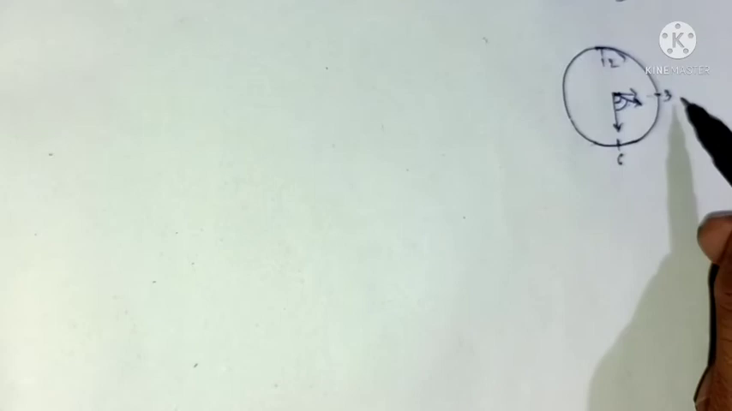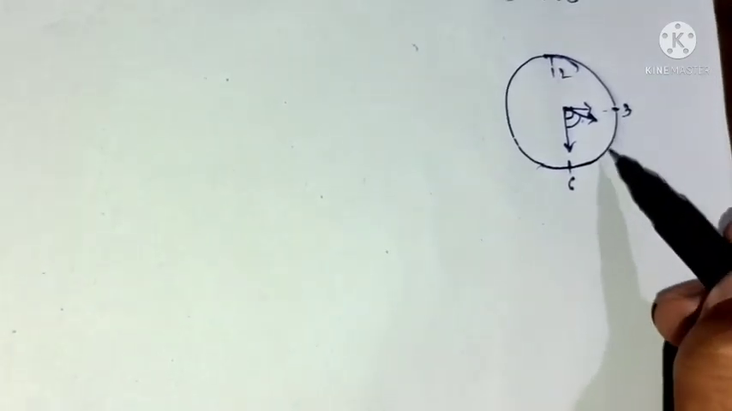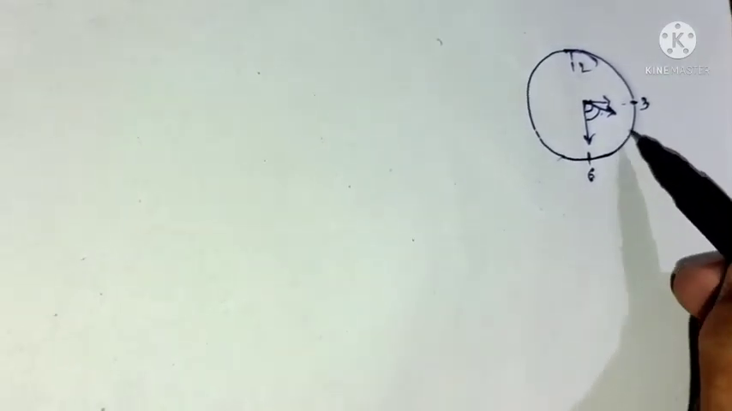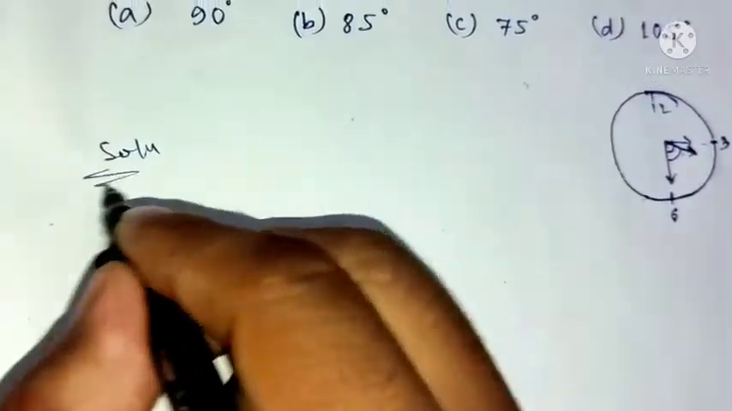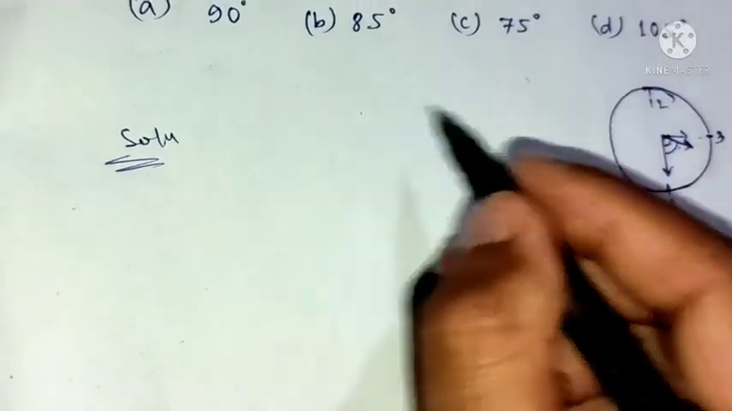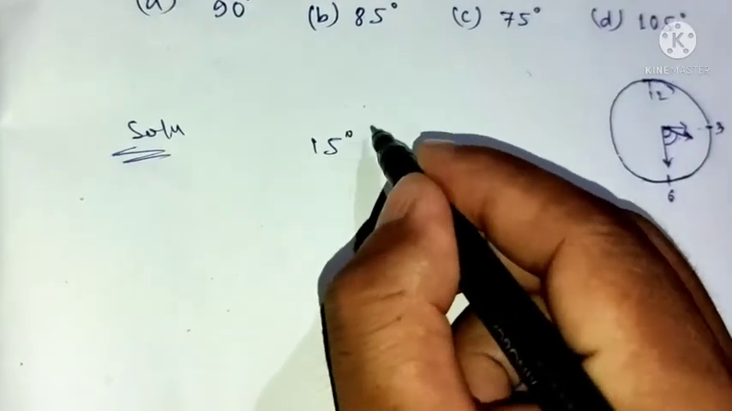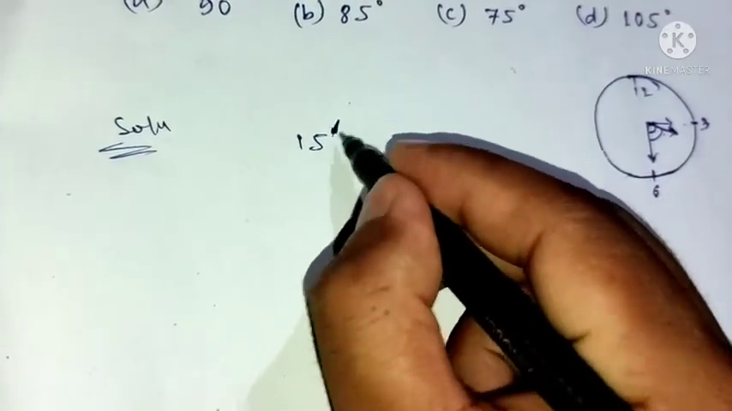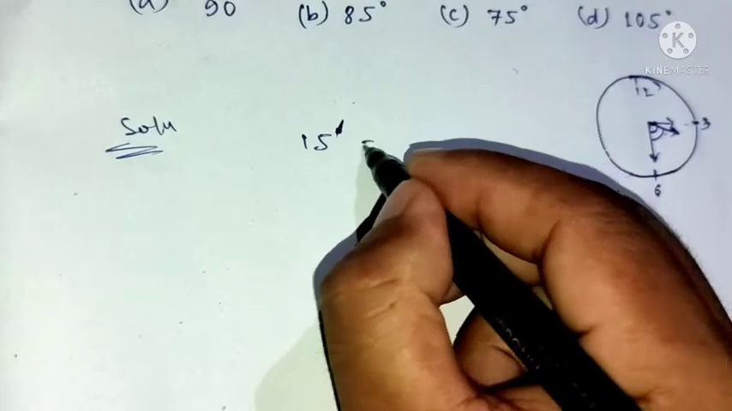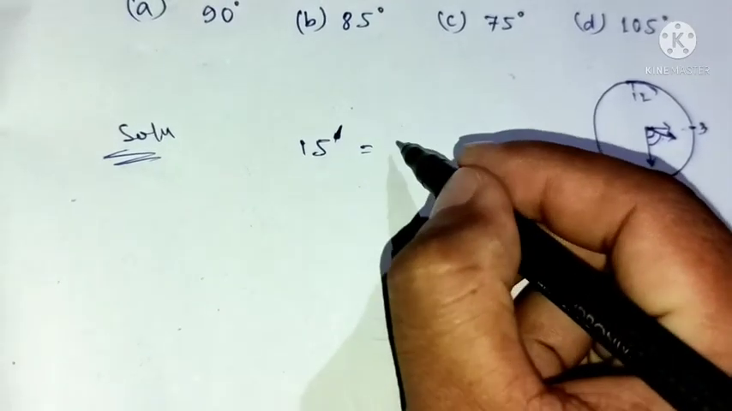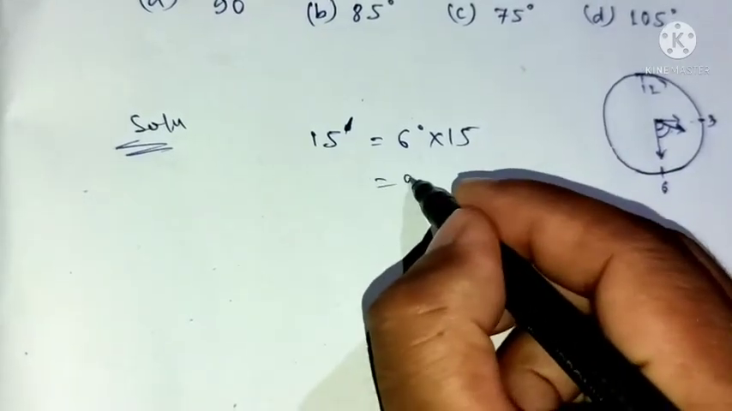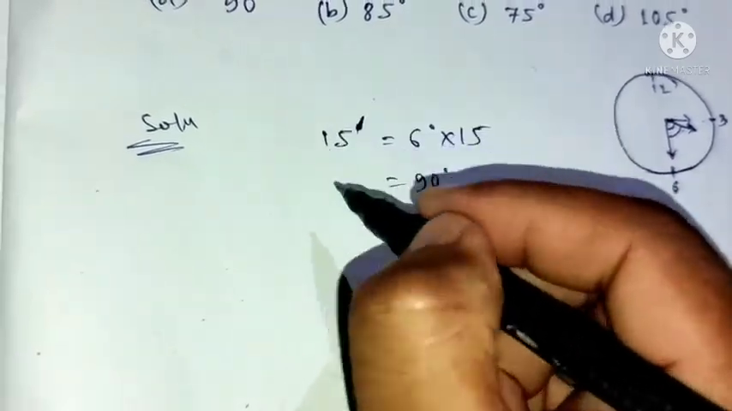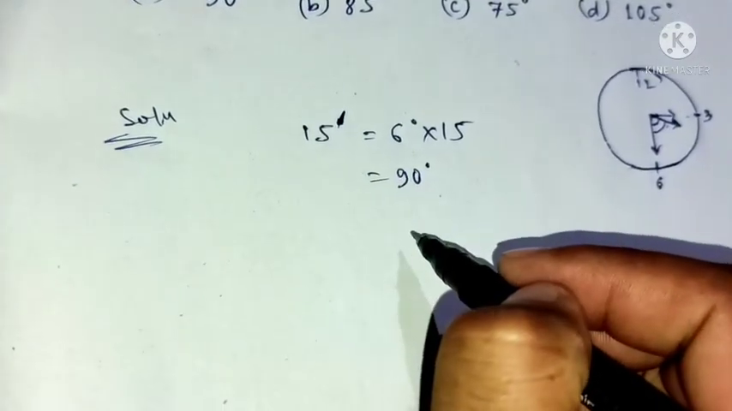First of all we have to know the difference between 3 and 6. From 3 to 6, how many minutes of difference? Solution: from 3 to 6 there are 15 minutes. And 15 minutes is equal to how much angle? 1 minute is equal to 6 degrees, so 6 degrees into 15 is how much? 90 degrees. So 15 minutes equals 90 degrees.